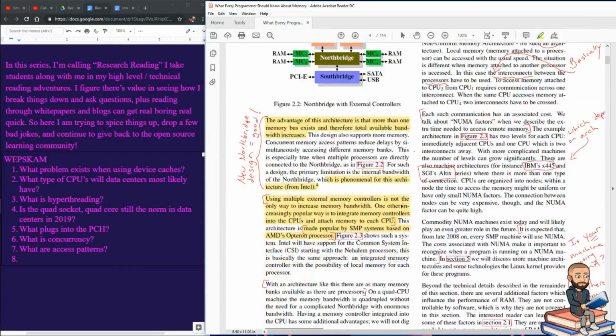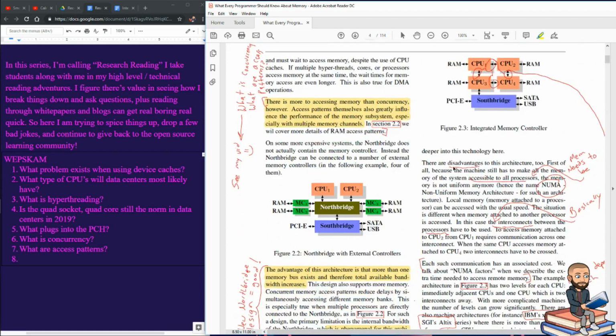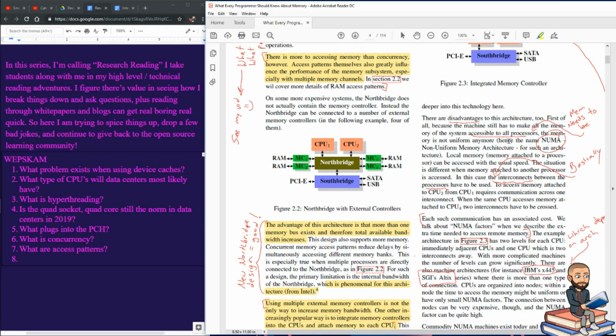So coming back to the paper, we got to wrap this up. This is long enough for the first video. With an architecture like this, there are as many memory banks available as there are processors. Going to the top here, it says the disadvantages to this architecture. First, because the machine still has to make all the memory of the system accessible to all processors, the memory is not uniform anymore. Hence, you're going to see this word a lot if this is a topic you're studying: it's called NUMA, non-uniform memory architecture.